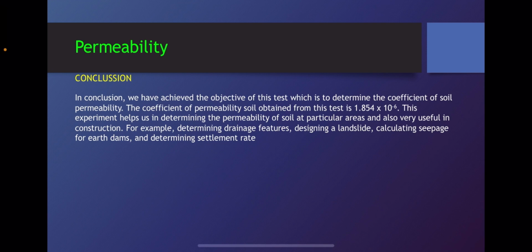So, in conclusion, we have achieved the objective of this test, which is to determine the coefficient of soil permeability. The coefficient of permeability of the soil obtained from this test is 1.854 times 10 to the power of negative 6. This experiment helps us in determining the permeability of soil at particular areas and is also very useful in construction. For example, determining drainage features, designing against landslides, calculating seepage for earth dams, and determining settlement rate.